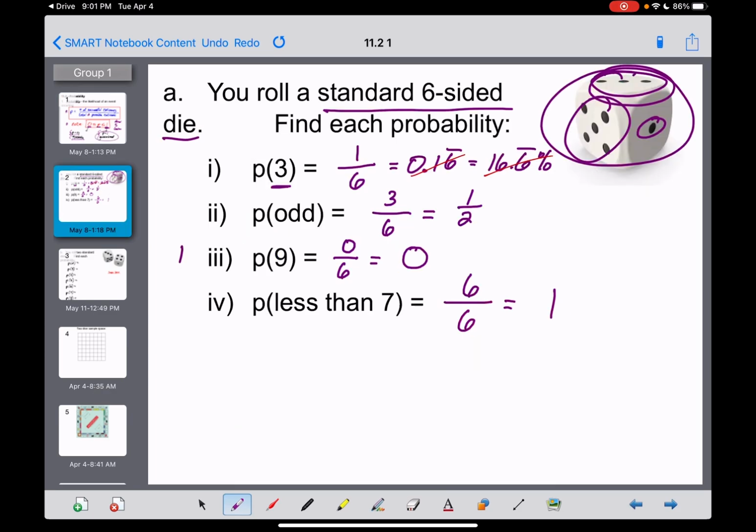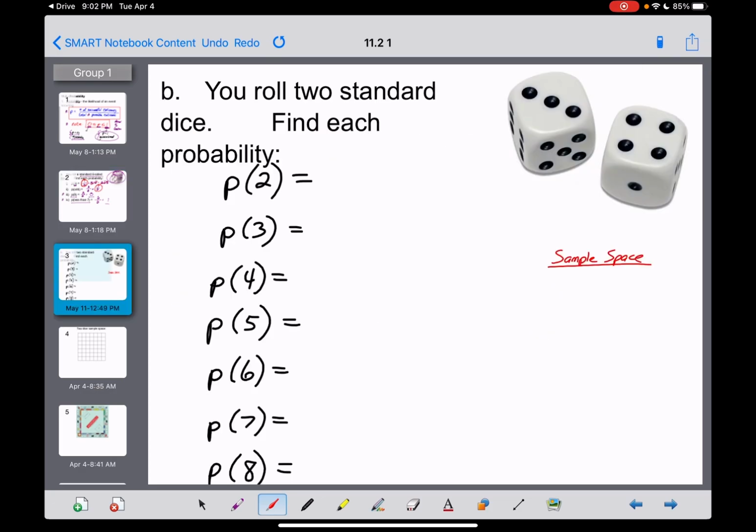So I gave you these last 2 problems right here just to make you think a little bit. When you have something that's impossible, you get a probability of 0. When you have something that's definitely going to happen, that's guaranteed, you get a probability of 1. But all of your other probabilities, things that might happen but also might not happen, are going to give you probabilities that are in between the numbers 0 and 1. So let's keep that in mind.